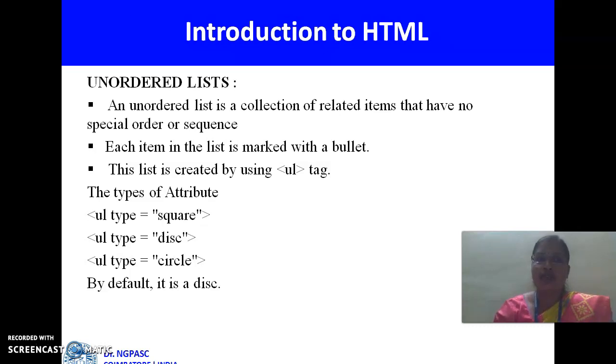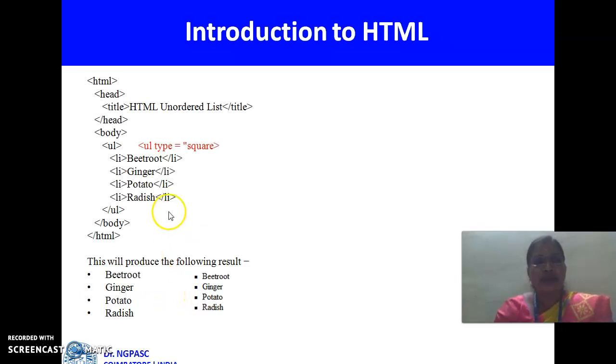If you want a list of items that does not follow any order or sequence, we have to use the unordered list. Each item in this list is marked with a bullet. This list is created using the UL tag, the unordered list tag. We have different types of attributes: square, disk and circle. If you do not mention any of these types, by default it will take the disk type. In the example here, inside the head we give the title as unordered list.